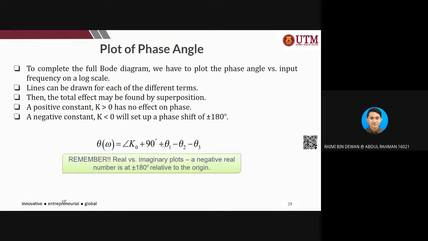90 degrees plus theta 1 minus theta 2, theta 3. So this one is coming from zeros at the origin, right? This one is coming from zeros not at the origin. This one is coming from poles not at the origin. And this one is coming from the other poles at the origin, should you have another one. Remember, in the real versus imaginary plot, a negative real number is at plus or minus 180 degrees relative to the origin.